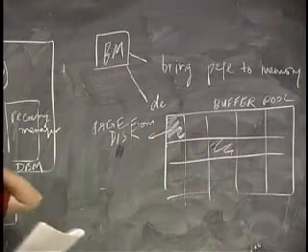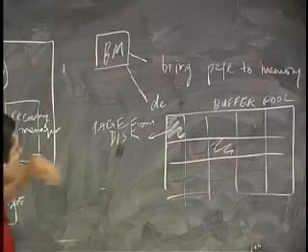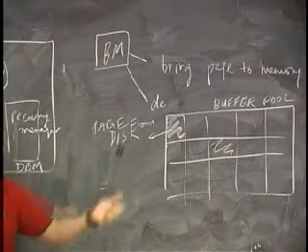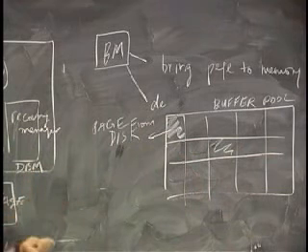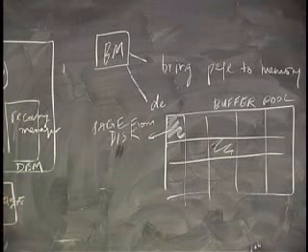Now this buffer manager has to make decisions. What page needs to be fetched, where it will be put, and if it is fully occupied, which one should be released so that the next one can be put in. If none of them can be released, it has to abort the transaction because it can't bring another page into the memory.